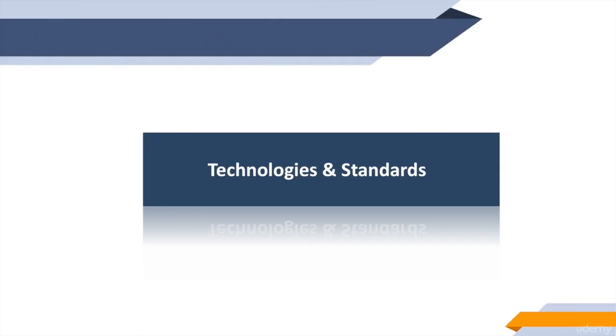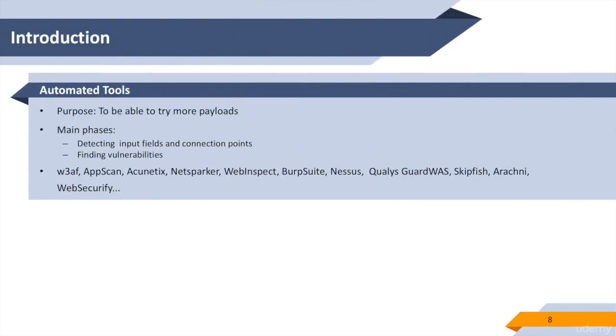Before starting to learn about finding vulnerabilities and exploiting them, let's see some terminologies and standards used in web application platforms. To be able to understand if there is a vulnerability on an input field, you should send thousands of different payloads. For example, you have to try hundreds of payloads to be sure that there is not an SQL injection vulnerability in a field.